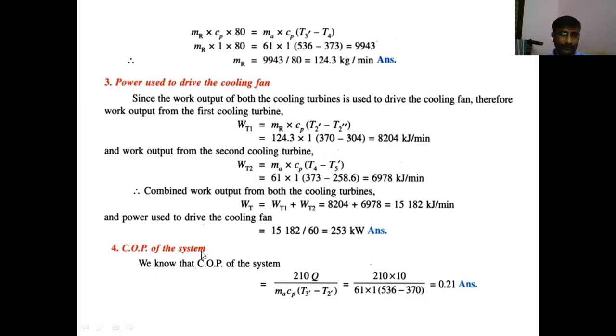Okay. Then the COP of the system. We know that the COP of the system is refrigeration effect by work input. Refrigeration effect is 210 into Q, where Q is the refrigeration load in tons. MA into CP into T3 dash minus T2 dash is the work given to the compressor. So 210 into 10 divided by 61 into 1 into 536 minus 370. We will get 0.21 as COP. The COP of the given reduced ambient system is 0.21. These are the four parameters in this problem we found.